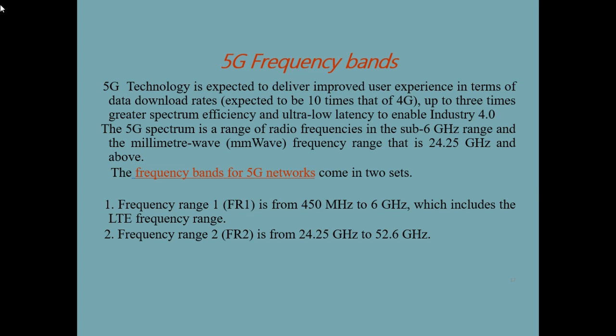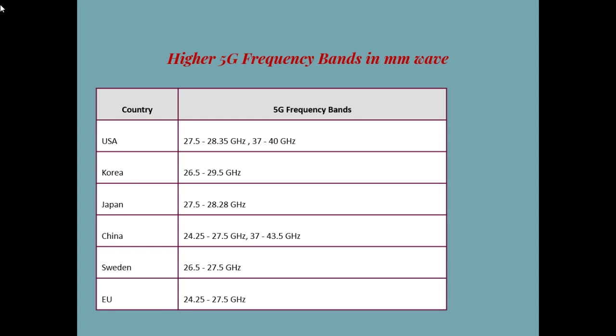This 5G spectrum will have two radio frequency ranges, FR1 and FR2. One is the upper 5G band, the other is the lower 5G band. The lower 5G band is called the sub-6 gigahertz range, and the higher frequency 5G band is called the millimeter wave frequency range. Frequency range 1, FR1, varies from 450 megahertz to 6 gigahertz, which even includes LTE, and frequency range 2 is from 24.25 gigahertz to 52.6 gigahertz.